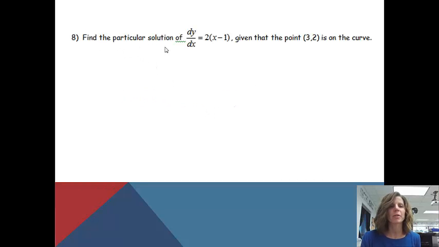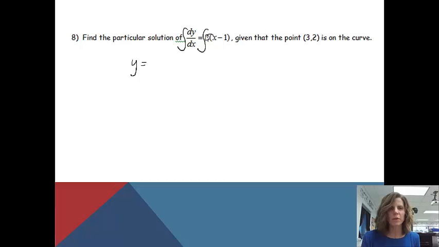Find the particular solution of dy/dx equals 2x minus 1, given that the point (3, 2) is on the curve. Okay, so we're going to start this one the same way that we started the other ones. dy/dx means derivative, so to get rid of the derivative, we're going to take the antiderivative of both sides. When I take the antiderivative of a derivative, instead of dy, I'm just left with y.